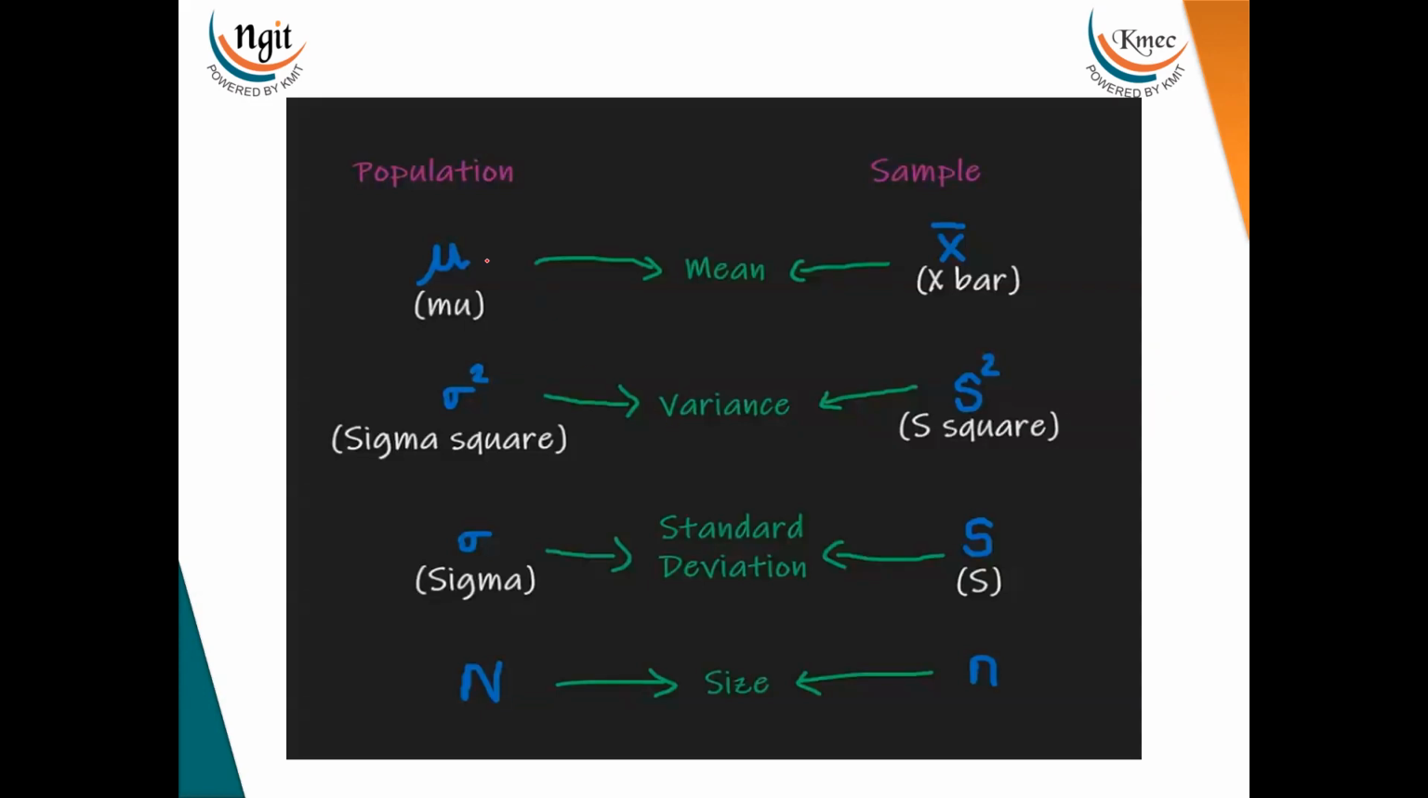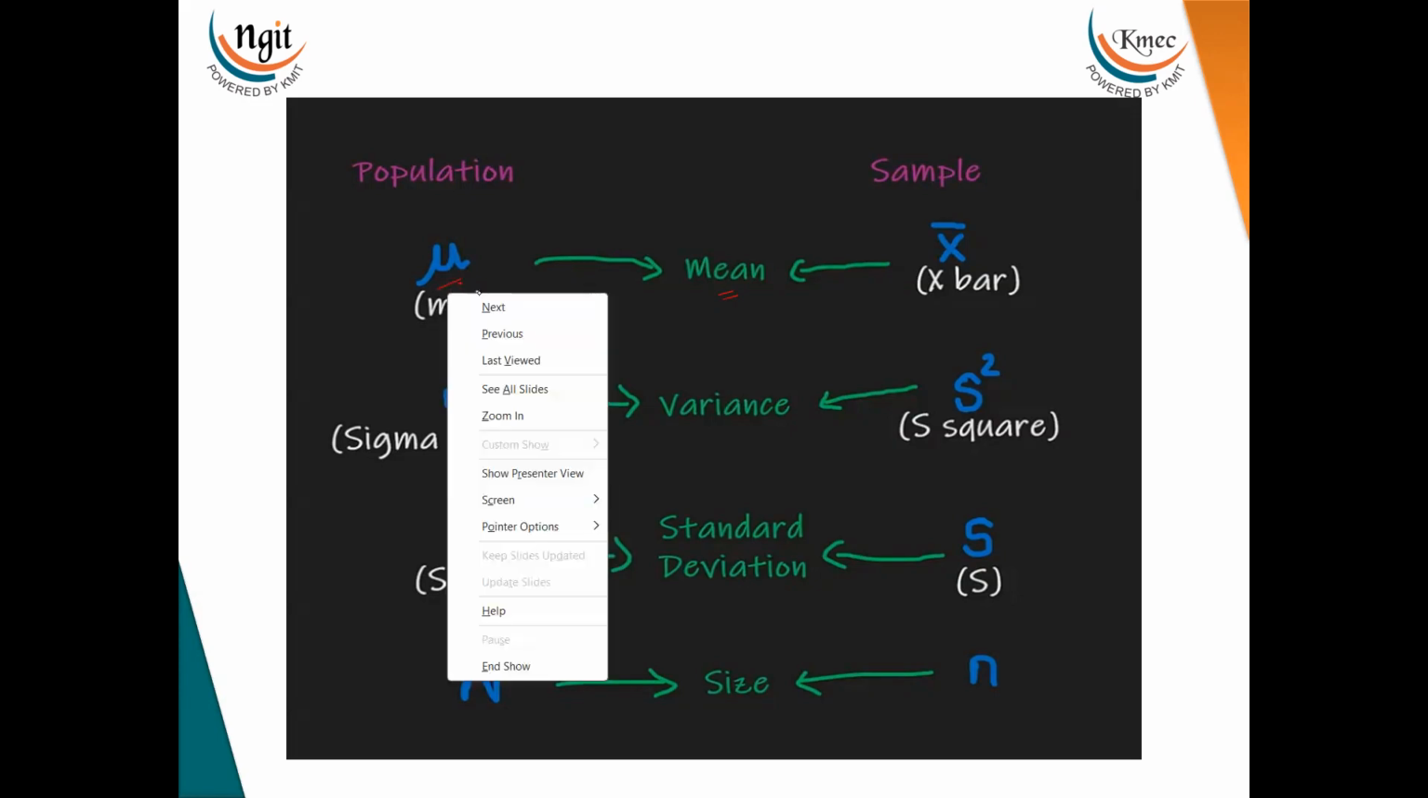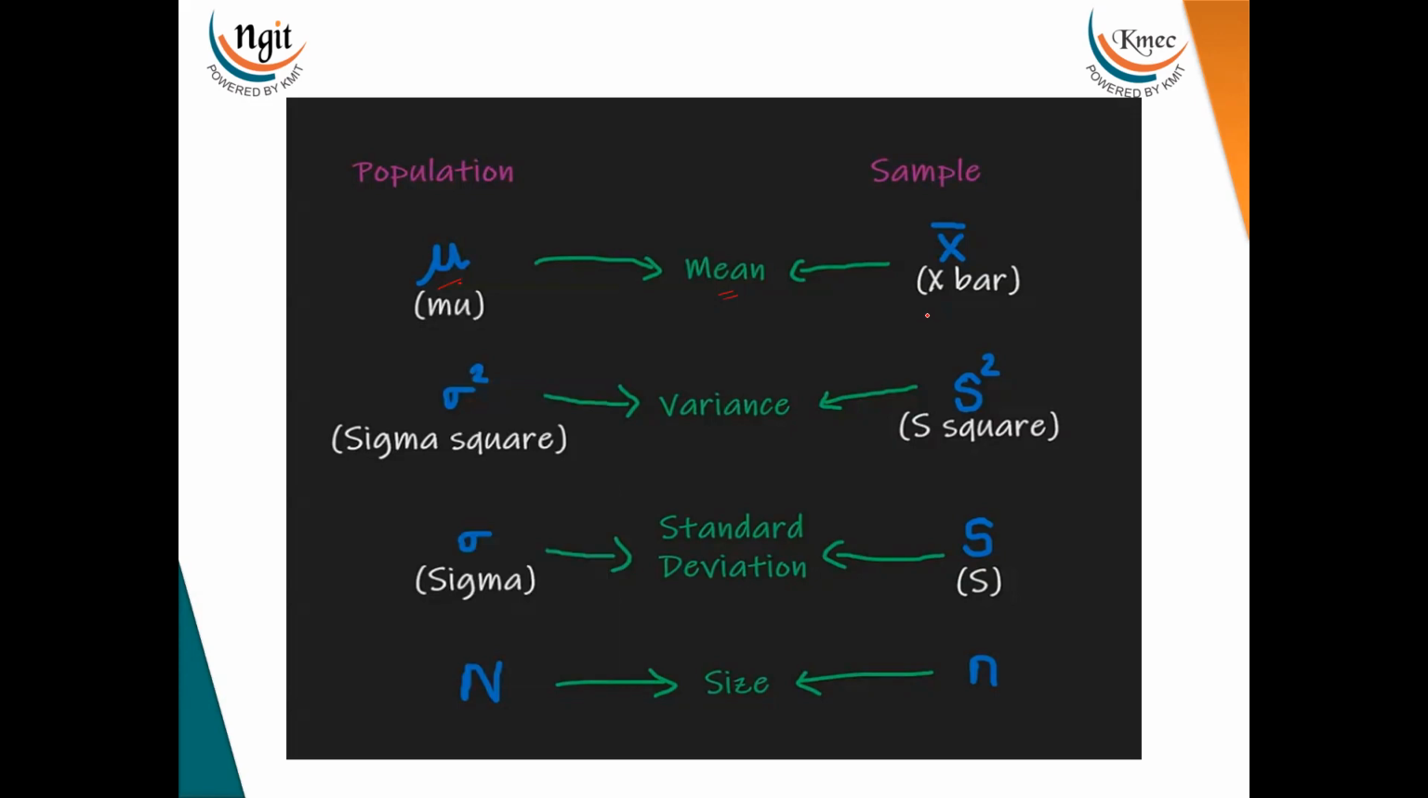Coming to population and sample, when we calculate the mean of a population, it is represented by the Greek symbol mu. For the sample, it is given by x bar. When we calculate variance for the population, it is sigma square, and for the sample, it is S square. The standard deviation is just sigma for the population, and here it is S.